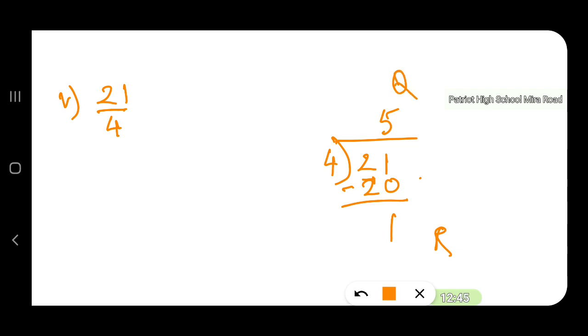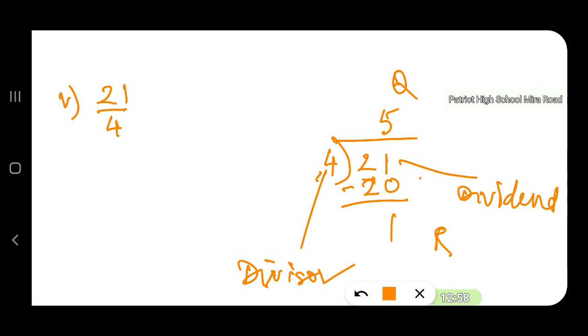This is a divisor, and this is the dividend. So we will write in the form of mixed fraction. So we have to write the quotient, the remainder, and the divisor. So this is the answer.